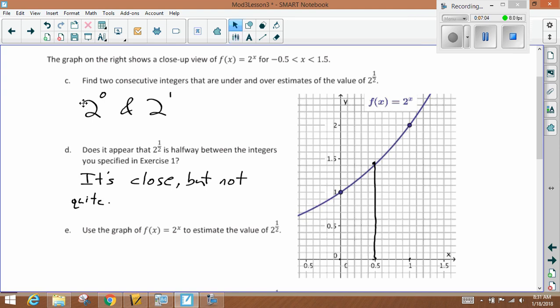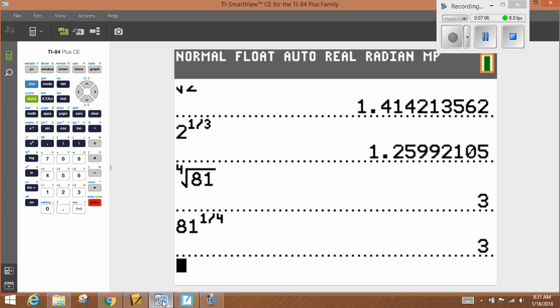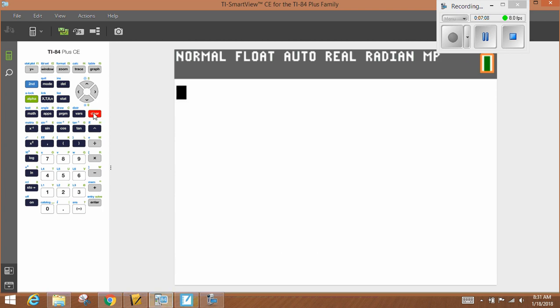And let's take a little bit of a segue into using technology to do this, okay? So let's look at 2 to the 1/2 power. Alright? 2 to the 1/2 power. You can actually put that in your calculator.